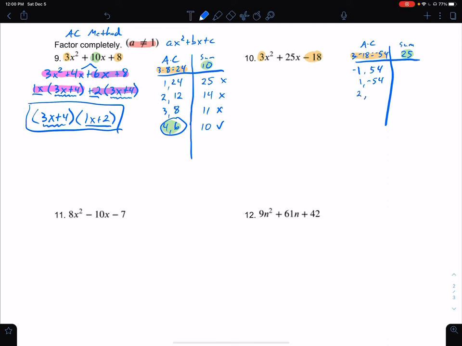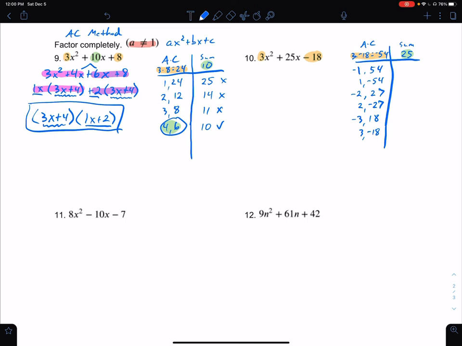2 goes into 54 27 times. So again, I'm going to write them twice. If I keep going, 3 times 18 works. So 3, negative 3, and a negative 18 group. I can keep going. You get the idea with the factor sum chart.